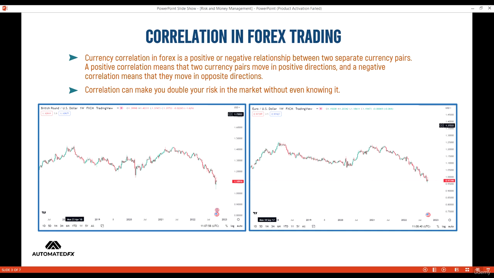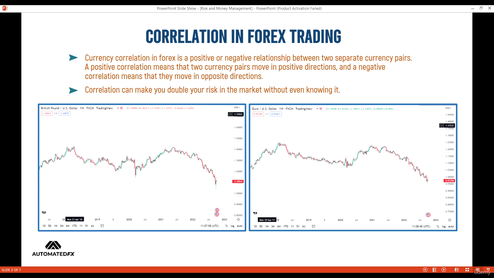So what is correlation, right? Correlation in Forex is a positive or negative relationship between two separate currency pairs. A positive correlation means that two currency pairs move in positive directions, that's in the same direction. And a negative correlation means that they move in opposite directions. So correlation can make you double your risk in the market without even knowing it. That's the unfortunate thing about it.